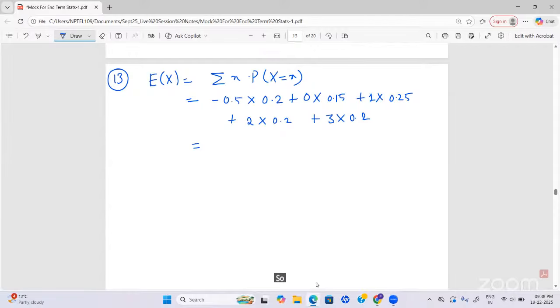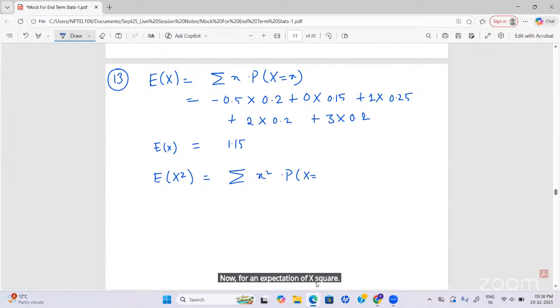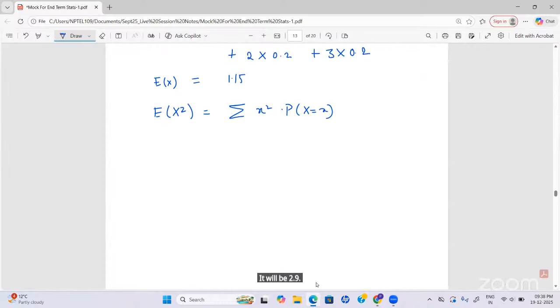So what is the expectation of x coming? 1.15. Now find expectation of x square. It will be 2.9. Is it 2.9 for everyone? You all can solve this part? Yes, ma'am. Okay, then you can solve it.